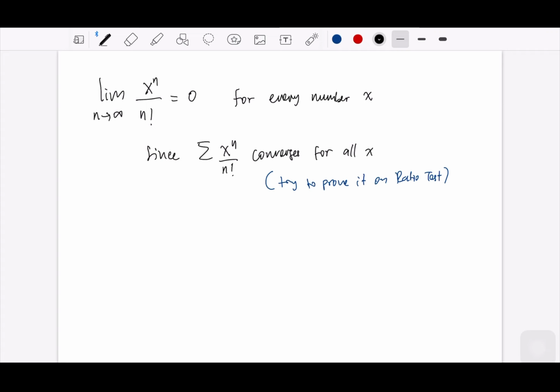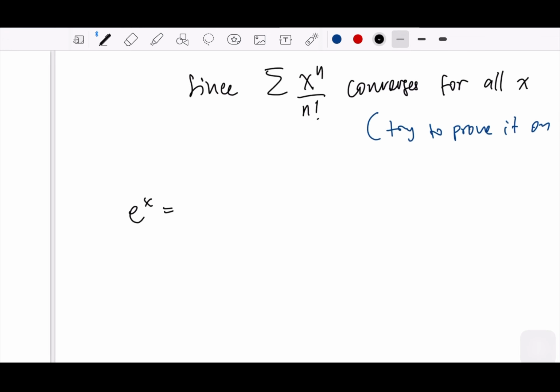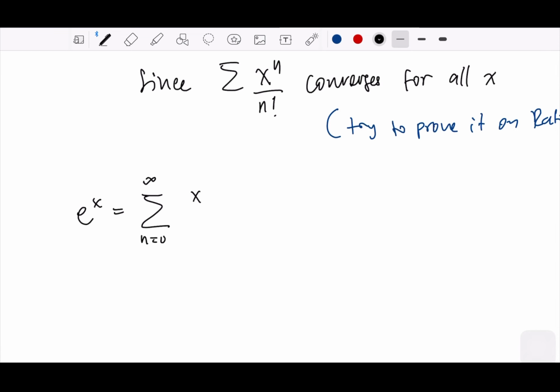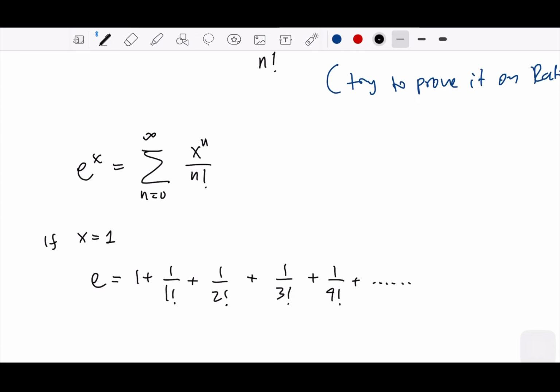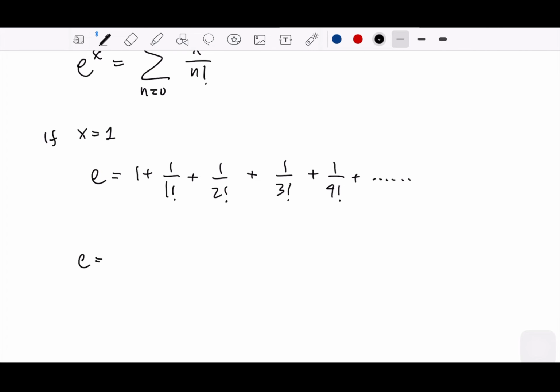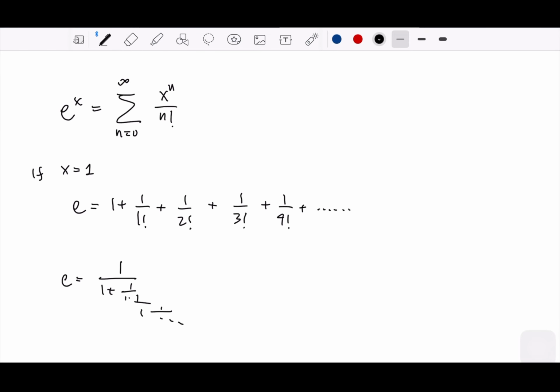And then another interesting fact is that if you have e to the x equal the sum, if we let x equal 1, then e will be 1 plus 1 over 1 factorial, and in fact this is the definition of e as well. So e can be defined using the limit, and also we can define it in terms of series. And e can also be defined in another way as well.